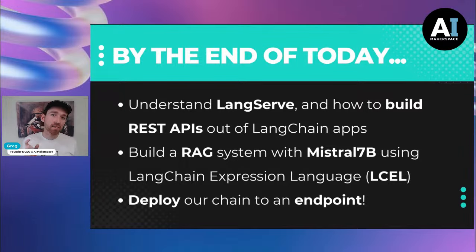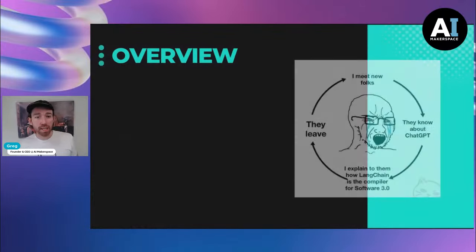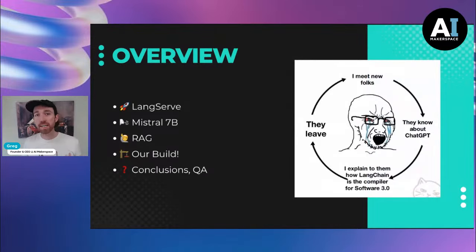That RAG system with Mistral 7B is going to be built using the underlying LangChain Expression Language, LCEL, and we're going to deploy our chain to an endpoint. Ultimately, we'll have that nice playground that we can use, but also share with others as well, which is super cool. So first we'll talk LangChain, and we'll weave this together today, talking about Mistral, talking about RAG, and then ultimately getting into our build.